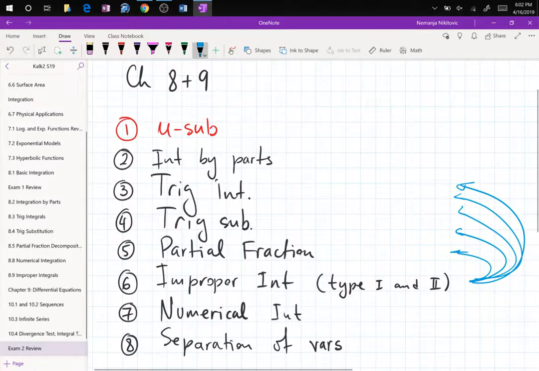Separation of variables, guys. Again, for differential equations, there are two different flavors. We have one that computes C and the one that doesn't compute C. So that's general solution or particular solution.